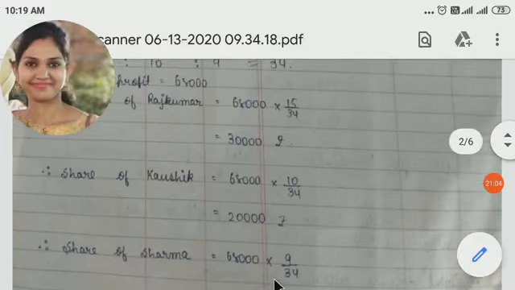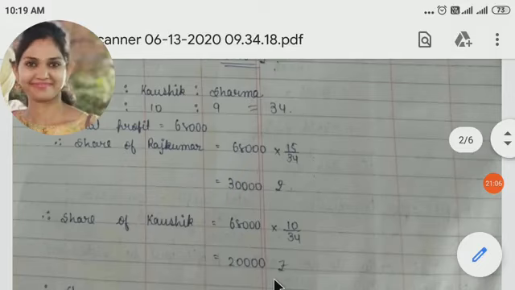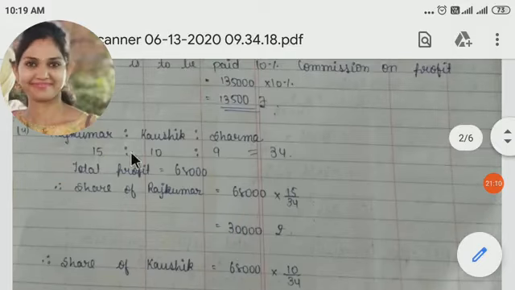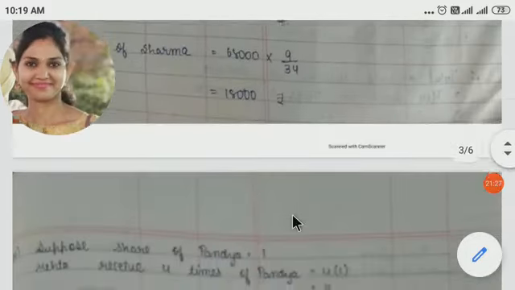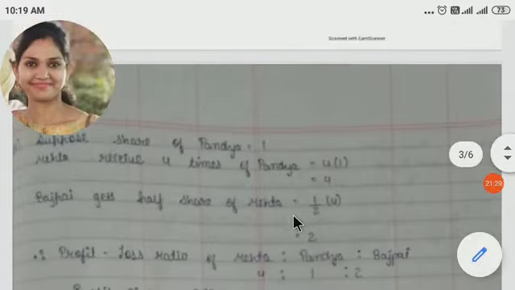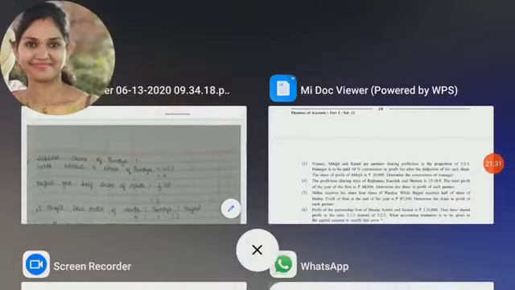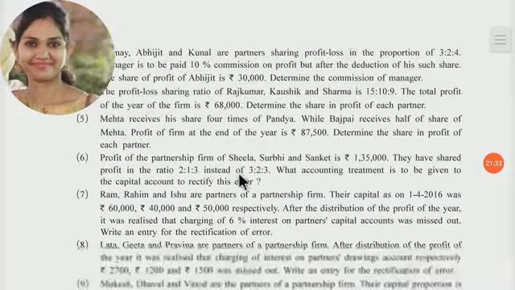Okay girls, this is a very easy sum, no kind of logic, just distribute the 68,000 in the ratio of 15:10:9. Whenever you distribute the profit, you first have to write the total of the entire ratio. It means 15 plus 10 plus 9, and whatever ratio is given, that is divided by the total: 15/34, 10/34 and 9/34. Okay girls, now the last sum for today's session.